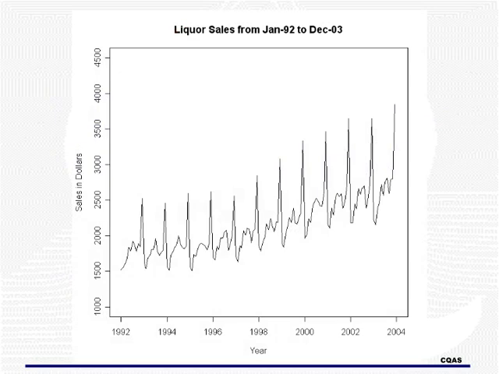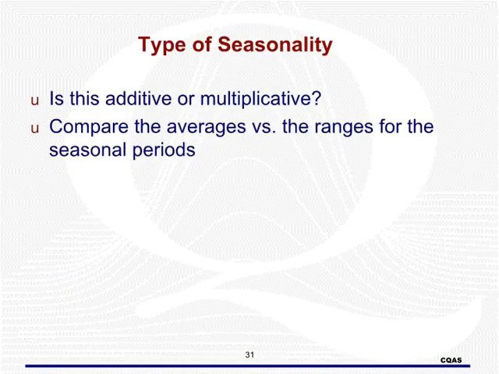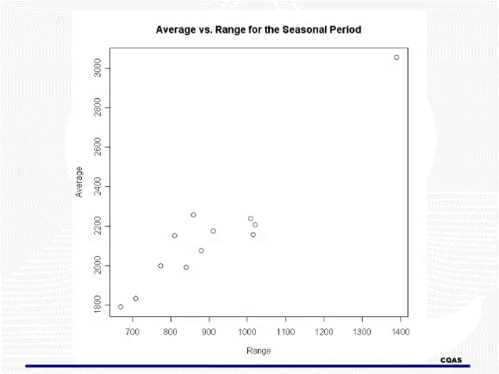Here is a plot of the data. There is a seasonal pattern present. Let's check to see if the seasonality is multiplicative or additive. Here is a plot of the averages versus the ranges for the data. From the plot, it seems that there is a strong linear relationship here. We should conclude that the correct technique to use would be multiplicative.